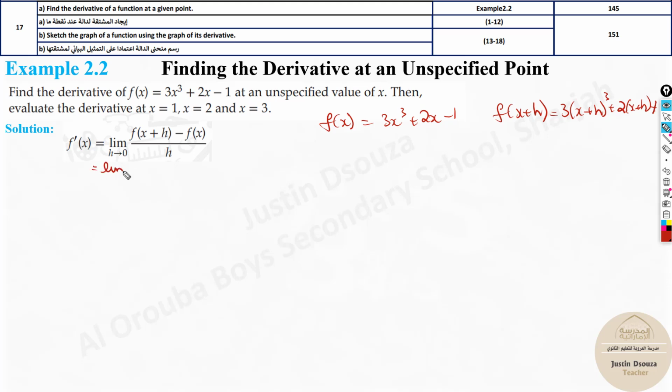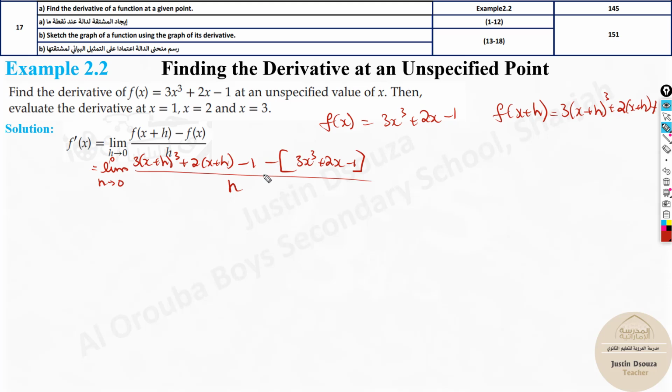The limit as h tends to 0. What is f of x plus h? Let's try to be more straight. Okay. It's 3 of x plus h the whole cube plus 2 of x plus h minus 1, minus, what is f of x? 3x cubed plus 2x minus 1, all divided by h.